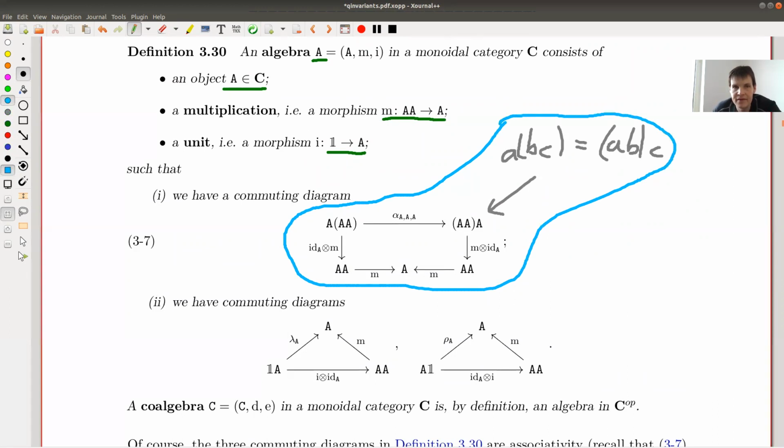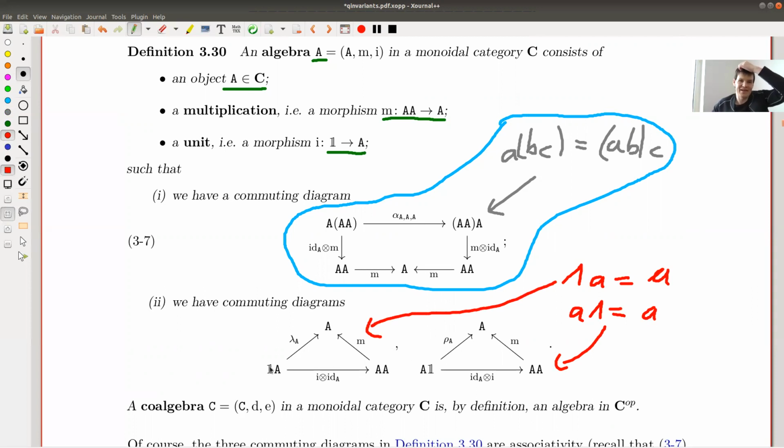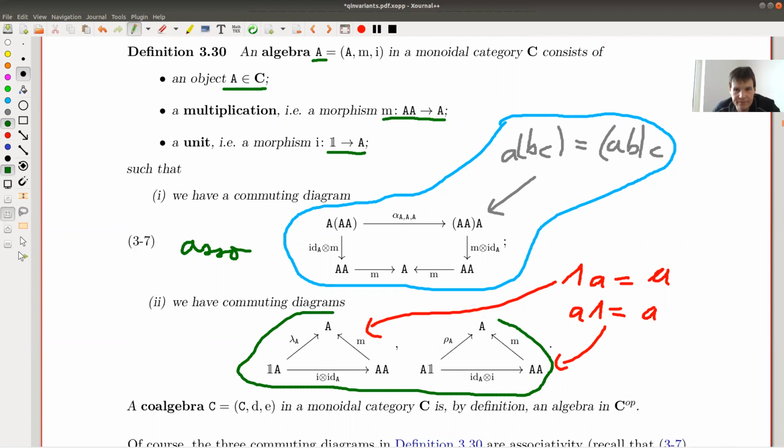And you would write unitality, which is just something like this, equals A, of course, or the other way around. And let's see whether I get those correct. Yes, those are those two diagrams. It's exactly what you think it is. So this is the associativity constraint, and this is here the unitality constraint.